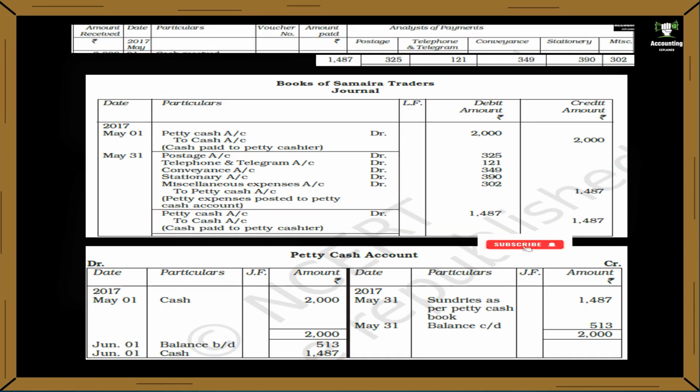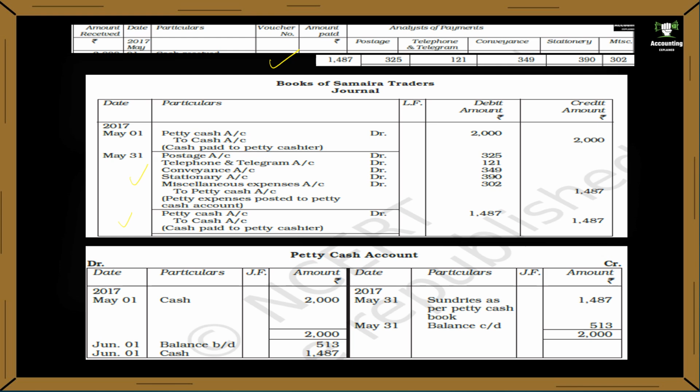Now we have completed our petty cash book. This is our petty cash book balance. Now what we are going to do is pass some journal entries for the petty cash imprest fund we received on 1st May. Then for the expenses we incurred on 31st May we are going to pass entries, and again for the balance for the imprest fund to be 2000 we receive cash for the expenses which you have incurred, to be carried forward to the next month. That entry we are going to pass.